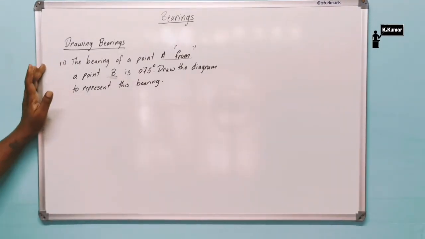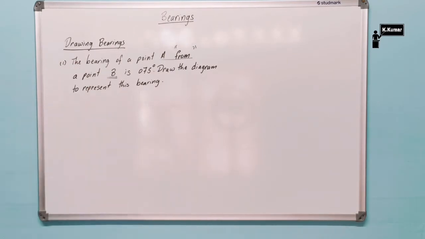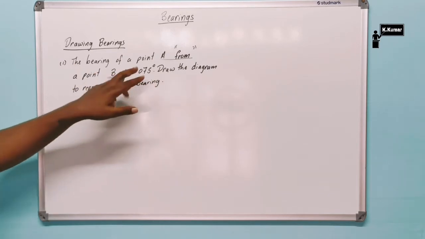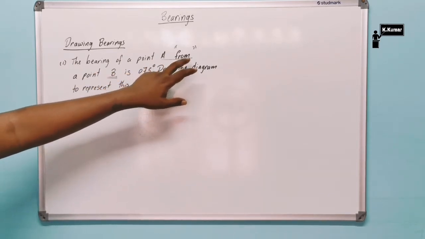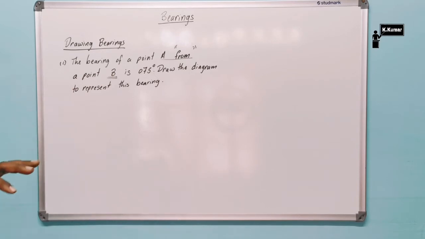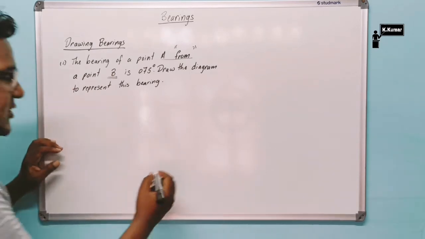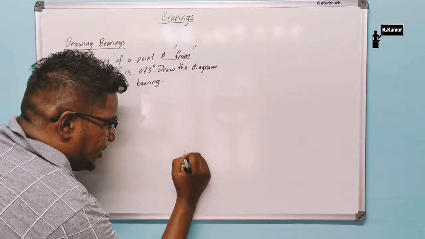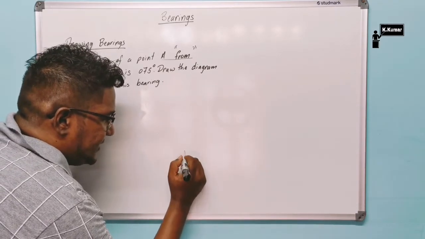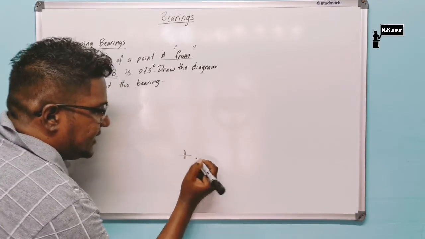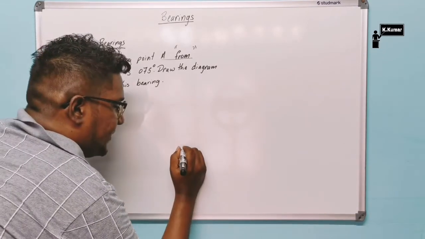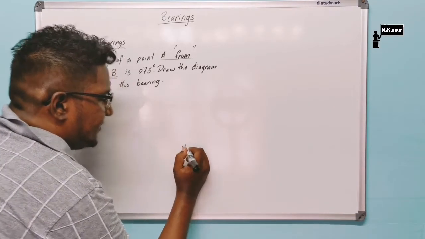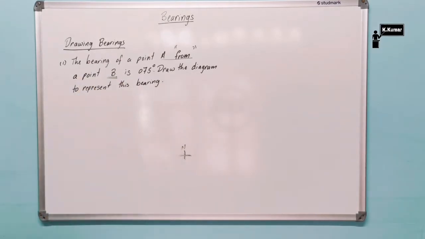So we're looking at drawing bearings. The question is, the bearing of a point A from a point B is 075 degrees. Draw the diagram to represent this bearing. What you should know is that it's A from B. From B means that that's where we're starting. So we usually draw a little plus here to represent our cardinal points, and we always start from north, right? And we're going in a clockwise direction.